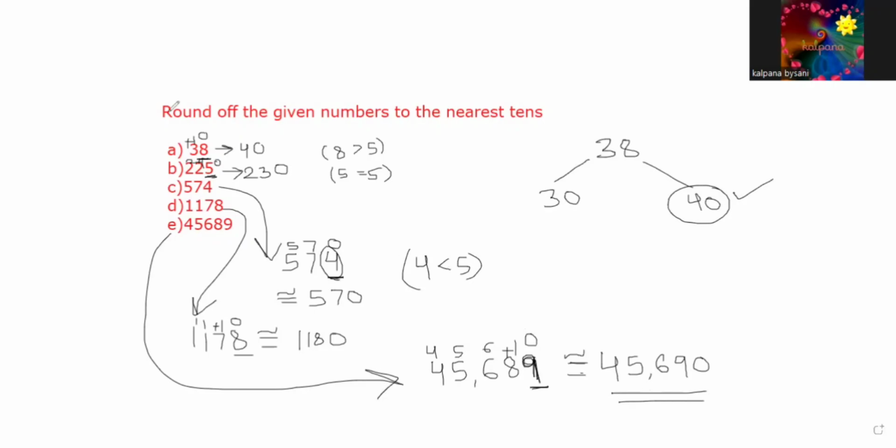I am giving a few questions now as homework. Try to practice in your notebook and comment in the video. These three numbers, write the nearest tens for these three numbers.